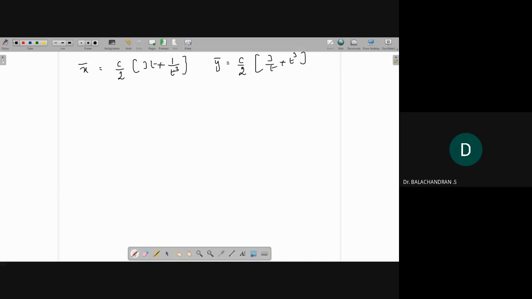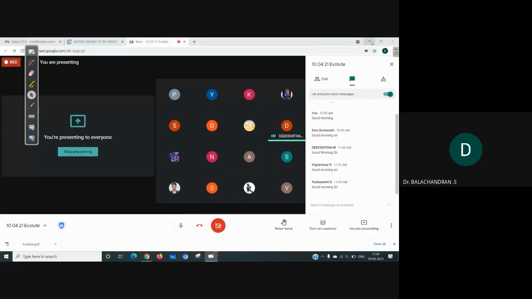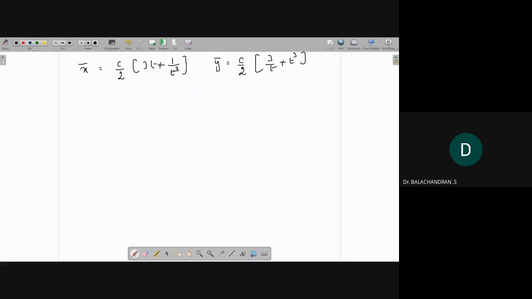Okay. So using that, I think we need one more term also, because you have x bar minus y bar also we can consider. Okay, x bar minus y bar also we need to consider. So what is x bar minus y bar? Yeah, minus C by 2. Then we can take the cube root.